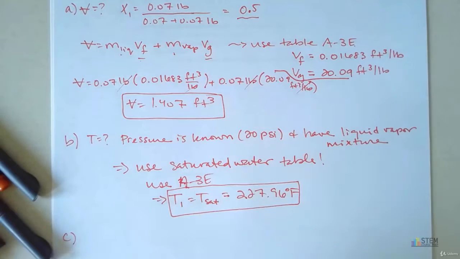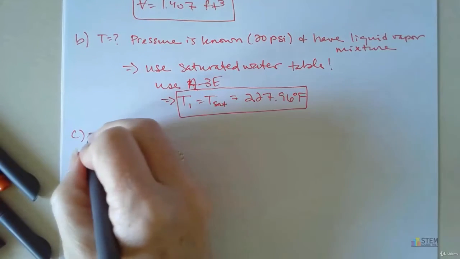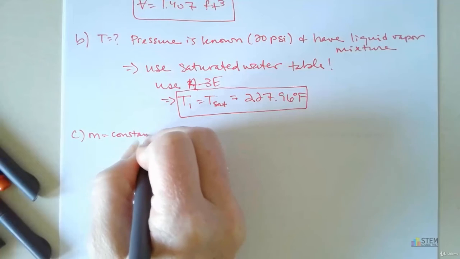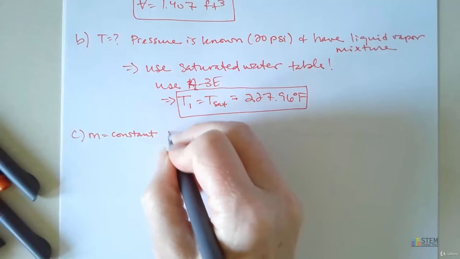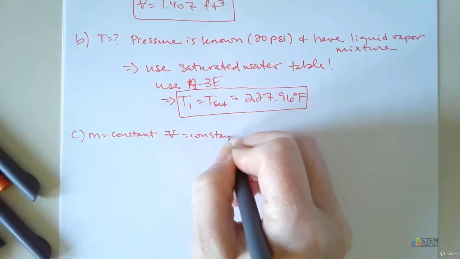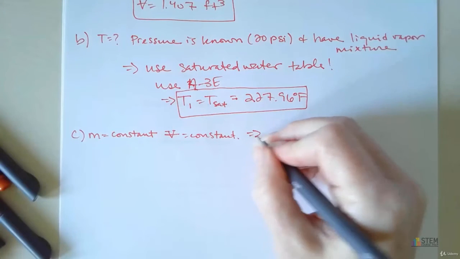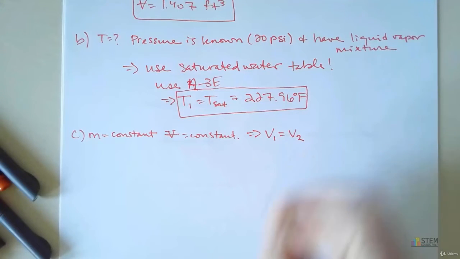Now on part C, we want to find the final pressure. Remember, our mass is constant, so we have a closed system here, and volume is going to be constant because we have a rigid system. If both of these things are constant, then that means specific volume has to be constant. And now the final state, if you go back to the problem statement, it tells you that the contents are going to be stirred until all of the water is saturated vapor.